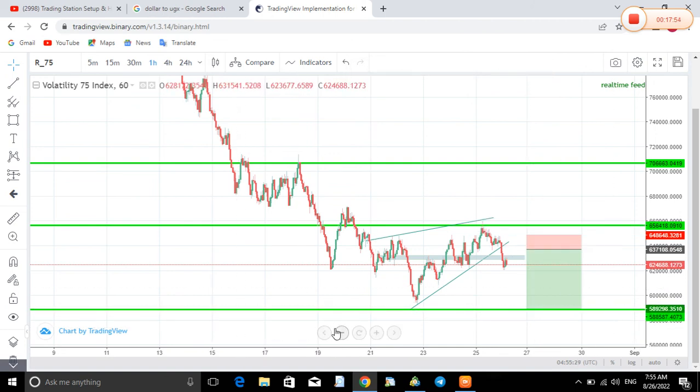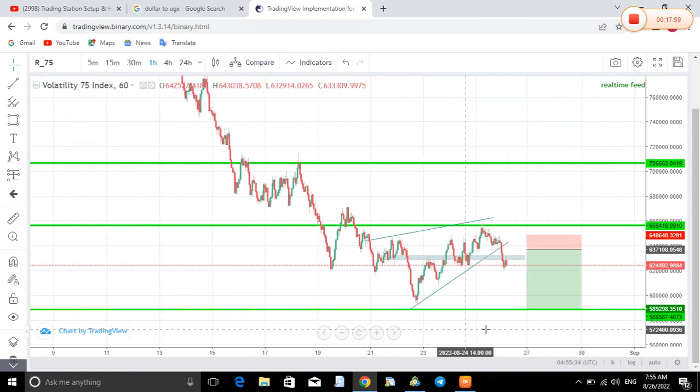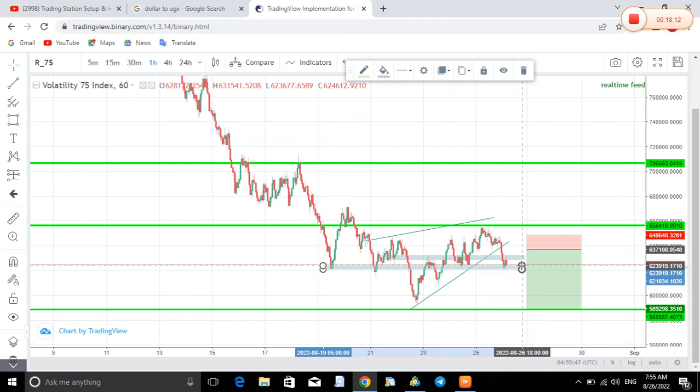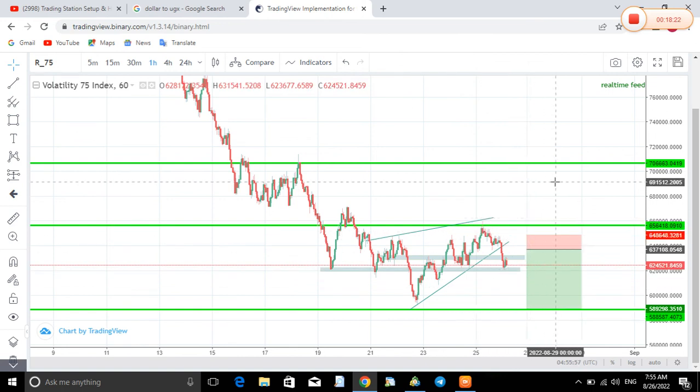So for 75 index, I think it will be dropping in the nearby future if it doesn't reject on this level, because we can see a second perfection that 75 index has been respecting this particular level. Whenever it approaches this level, we receive a lot of buying pressure from the buyers, pushing the price back to the upside. So now when you are in profit, try to secure your profits or break even your positions so that your profits can be protected.